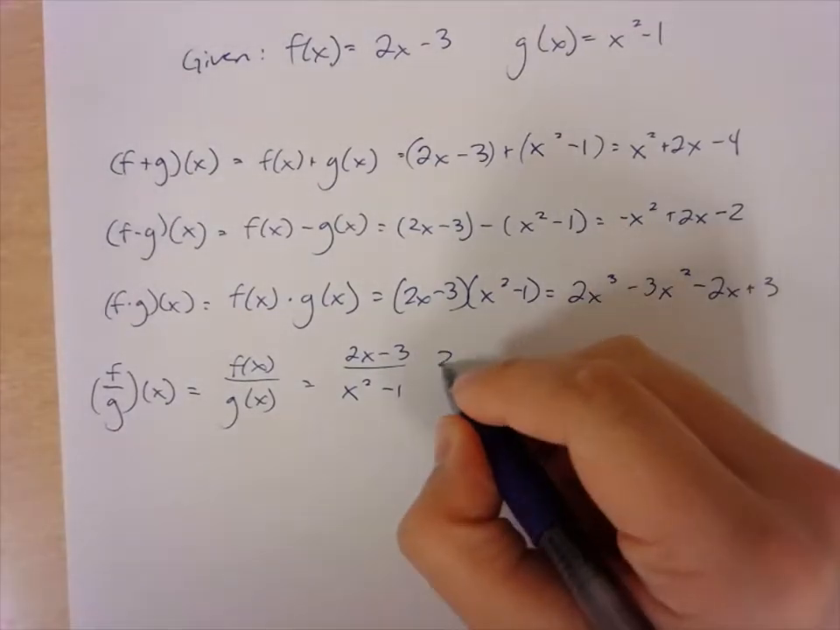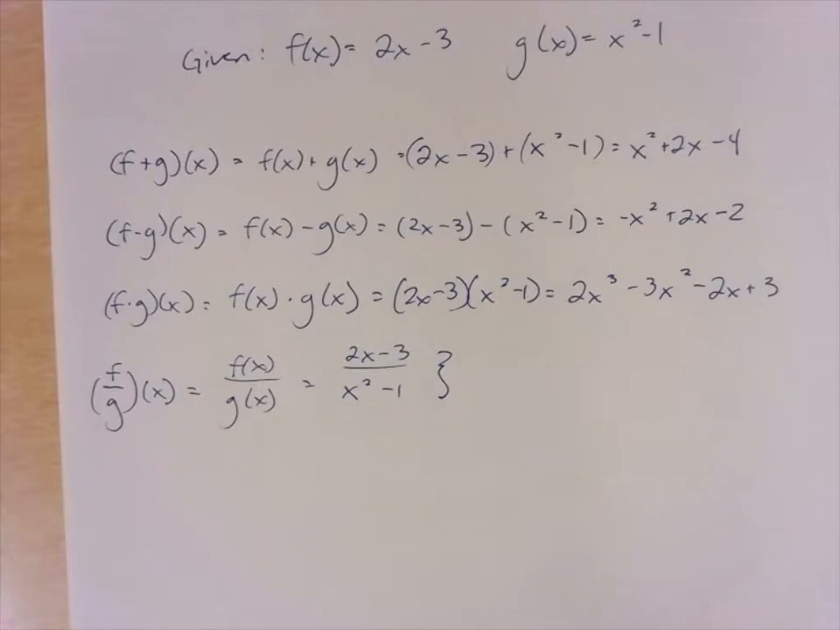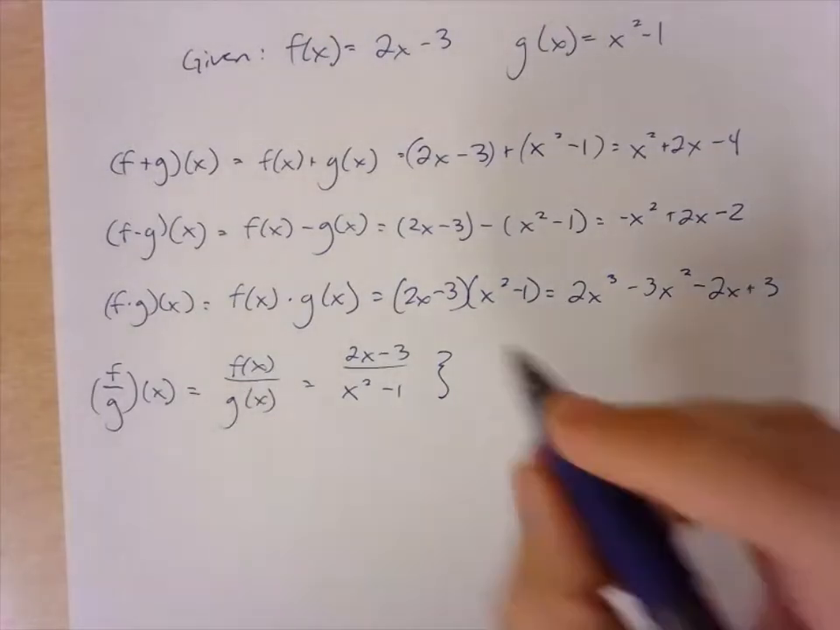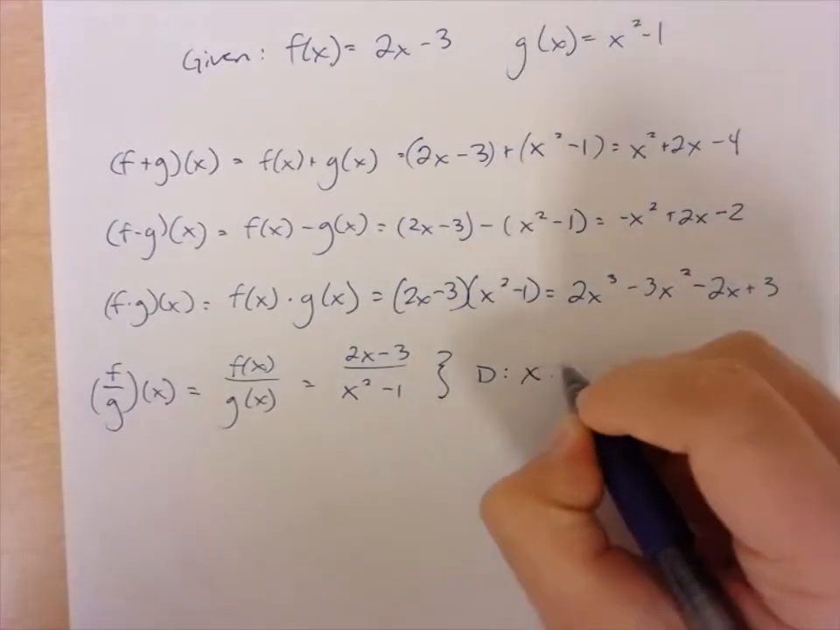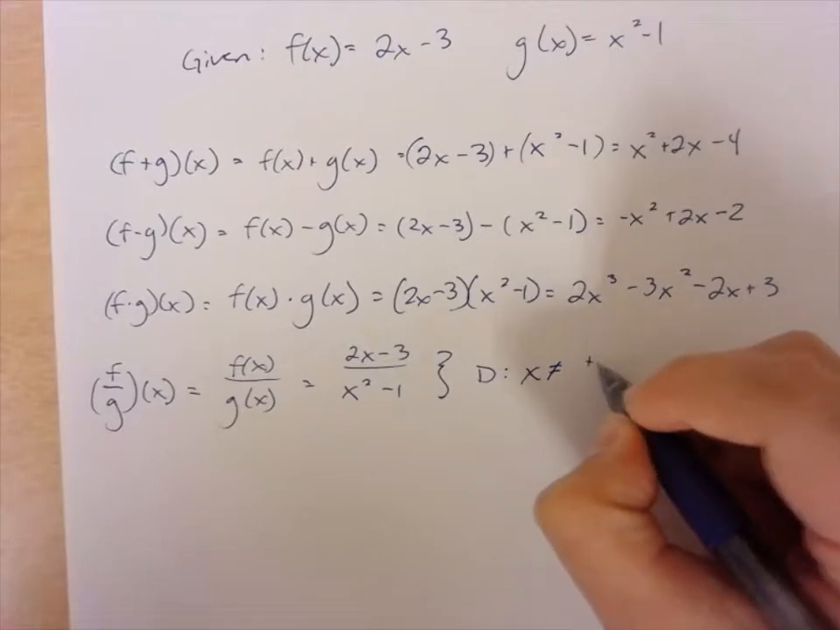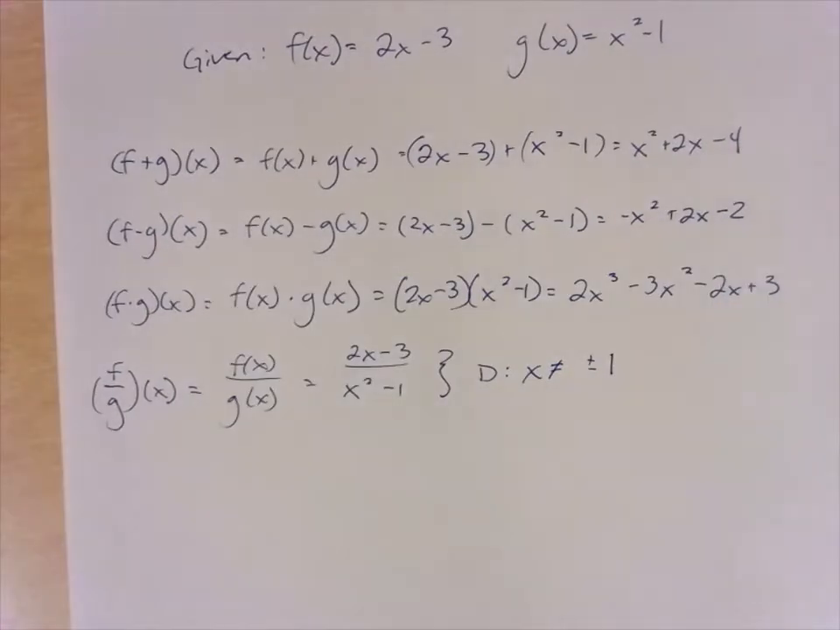And it's important to understand here that the domain, separately, f of x and g of x have a domain of all real numbers, but now the domain of this f over g of x is that x is not equal to plus or minus 1.